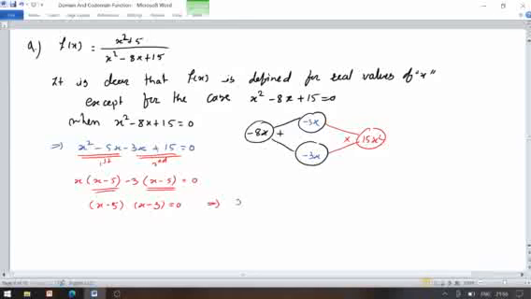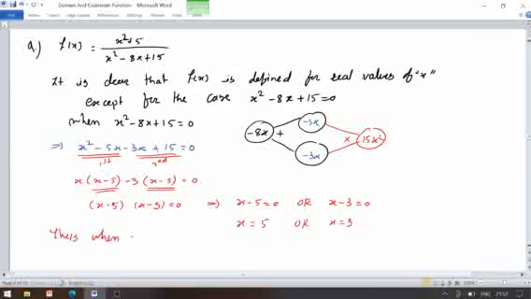So that implies either x minus 5 equals 0, or x minus 3 equals 0. So the possible values of x are x equals 5 or x equals 3. That means x equals 5 and x equals 3 are the roots of the given quadratic equation x square minus 8x plus 15. After replacing x by 5 or by 3 in the left-hand side, it definitely gives us 0. That means the denominator must be 0 at x equals 5 and x equals 3.